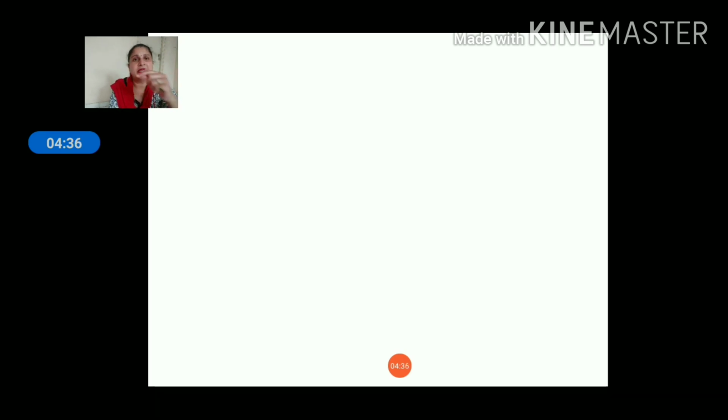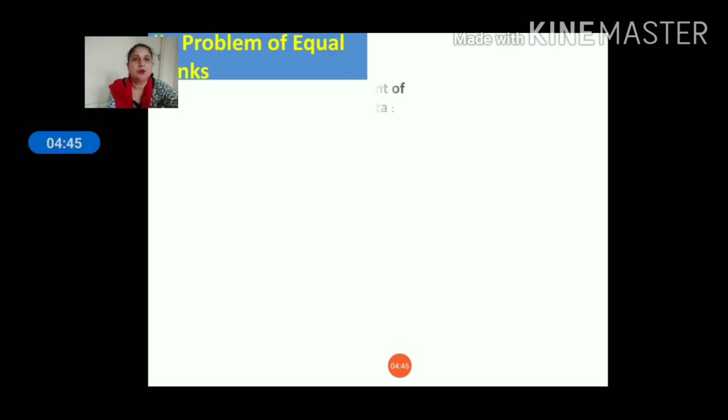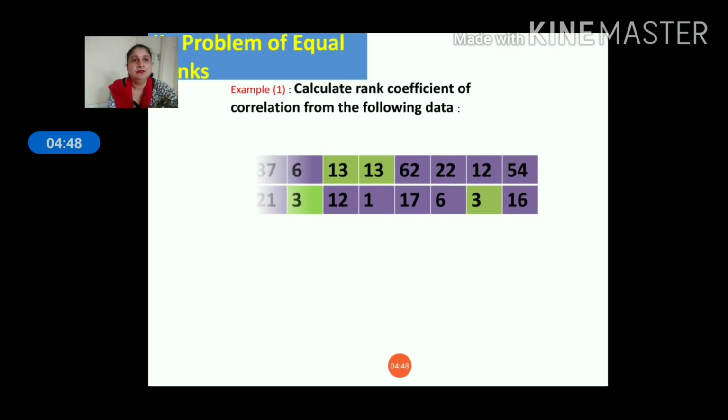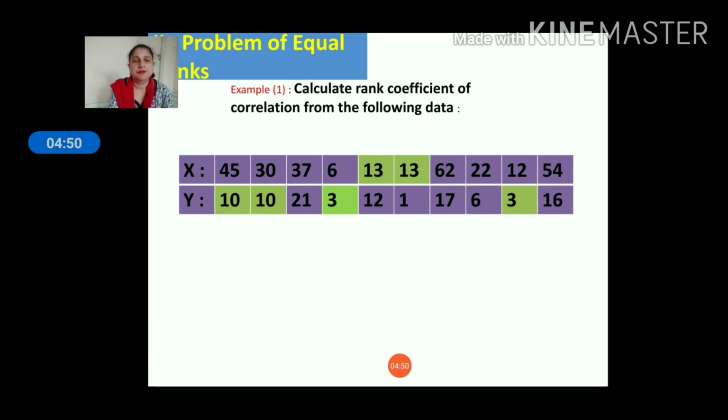Now the problem arises when we have similar values given in the question. Now what do we have to do in that condition? See equal ranks. In the question I have highlighted 13, 13, 10, 10, 3, 3. Now what to do? How to assign the ranks? If 2 students secure the same marks, what is done? Both are given the same rank. But here, ranks are shared, meaning we take the average of the ranks. How is it done? Let us see.